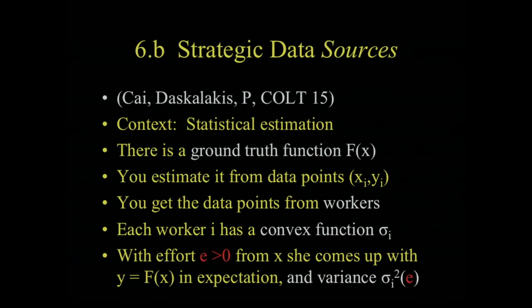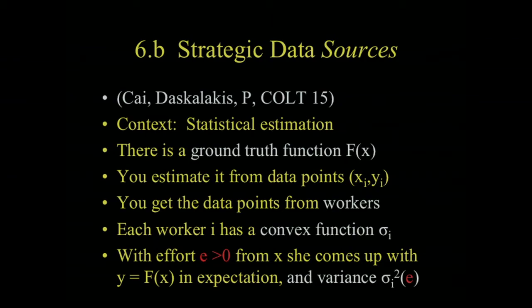And you get the data points from workers. Each worker has a convex effort function, and with effort e, the cost of effort from X, she comes up with Y, which is in expectation F of X, and with variance, which is some kind of convex function of the effort. Is this clear? The more you try, the better. If you try infinitely much, you are going to get very close. Okay? Is this clear?